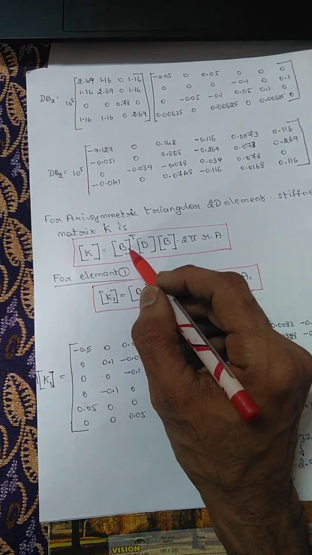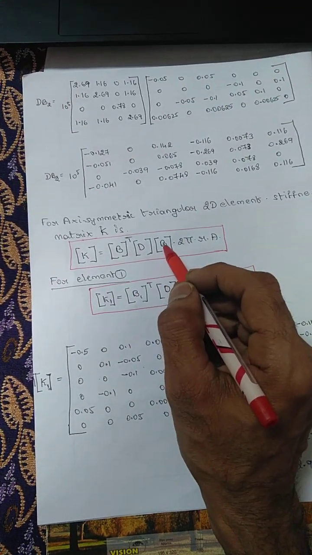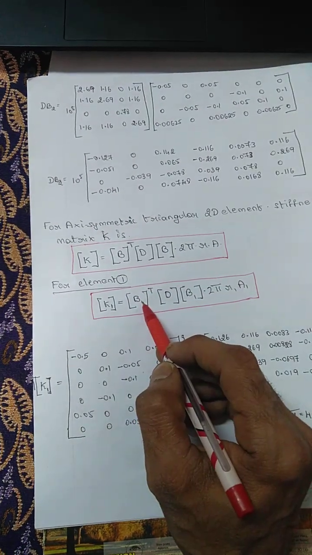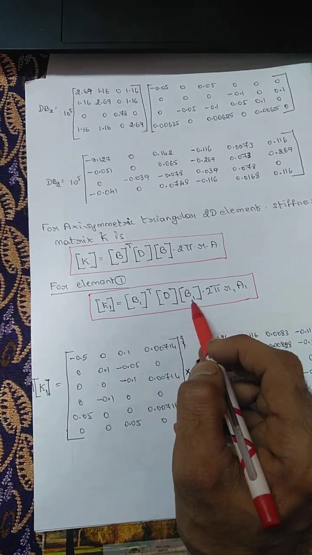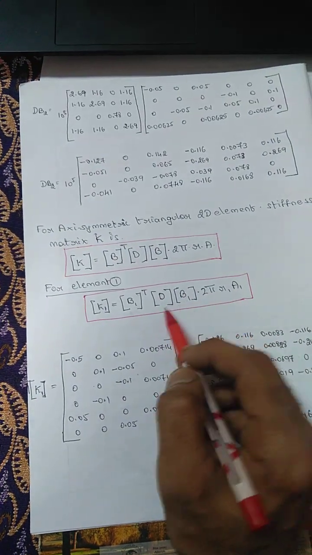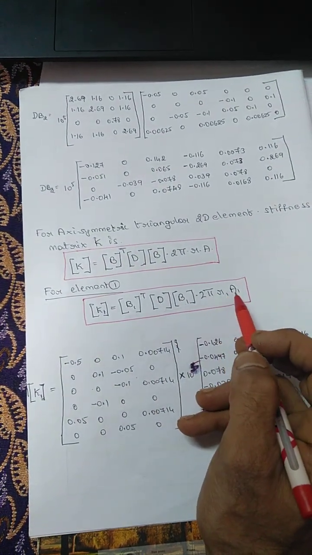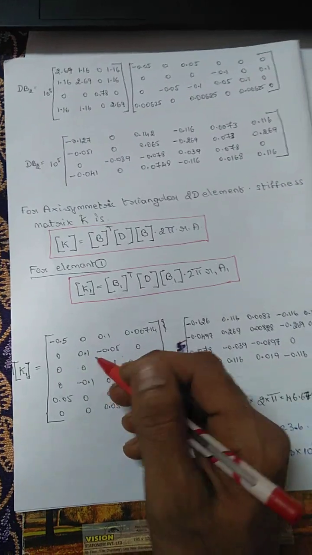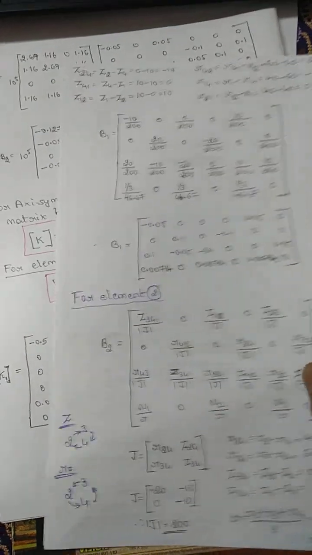Now we have to transpose the B. This is the B transpose. Here B1 is for the first element, D is as usual, DB we have multiplied, and 2 pi R e. I'll tell you which is this. So now we'll transpose B1.